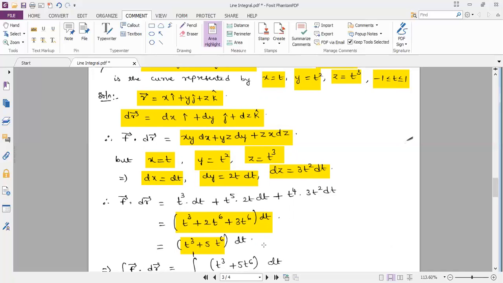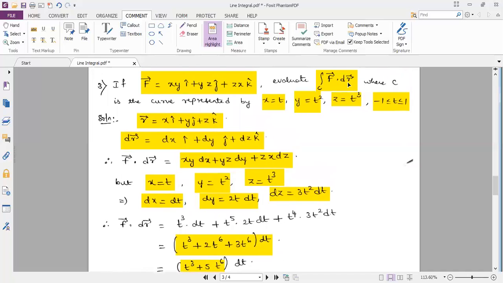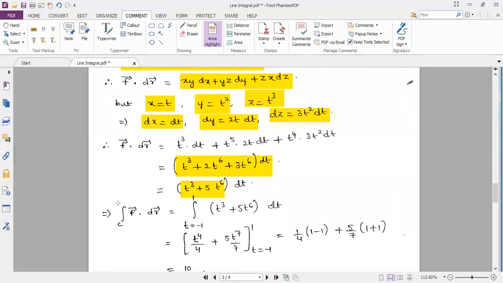Now we are asked to evaluate the integral over c of f dot dr. Recalling from that question, the integration over c of f dot dr will be the integral between minus 1 to 1 of t cube plus 5 t power 6 dt. The integral limits are given as minus 1 to plus 1. So we need to integrate t cube plus 5t power 6 between the limits minus 1 to plus 1.